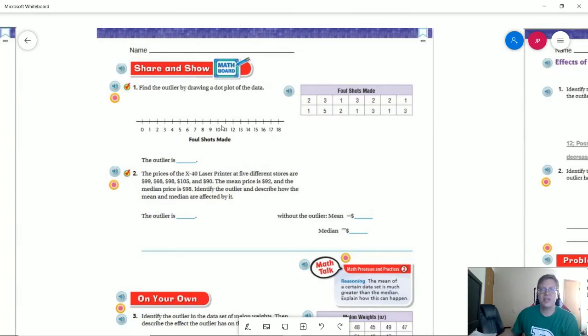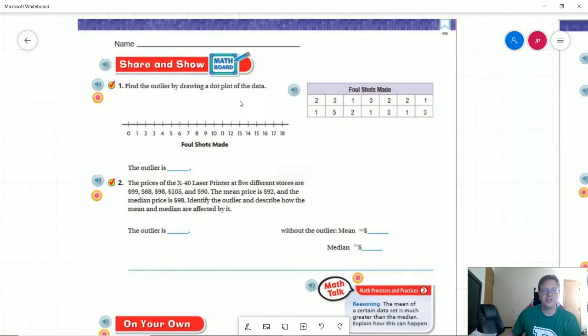So number 1 for share and show, I'm going to skip doing the drawing for this part just to save time, but I will let you do that. Again, we're putting dots, one each for each of the ones, so there would be 4 of those. There would be 4 2s, 4 3s, and then we have 1 5.